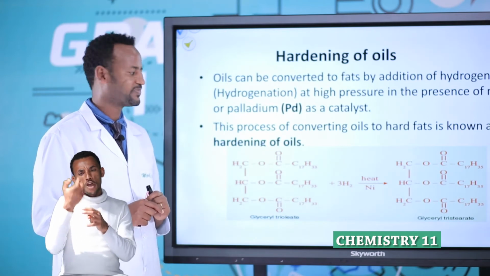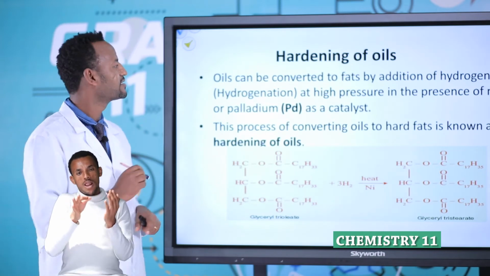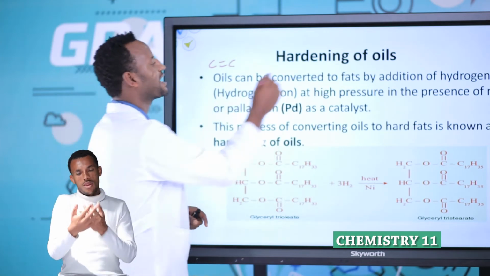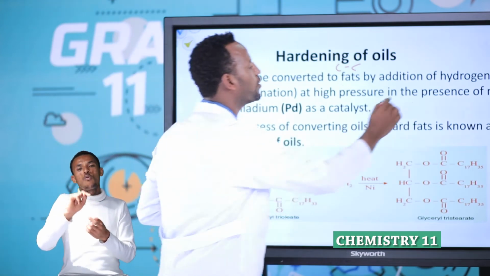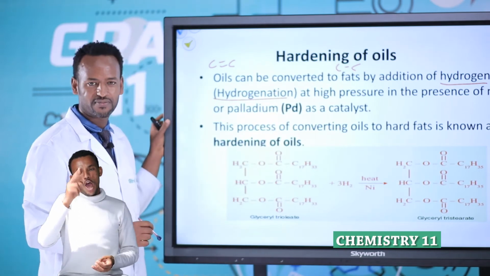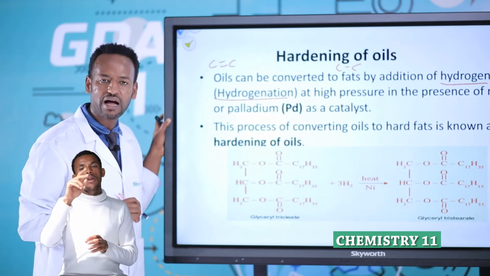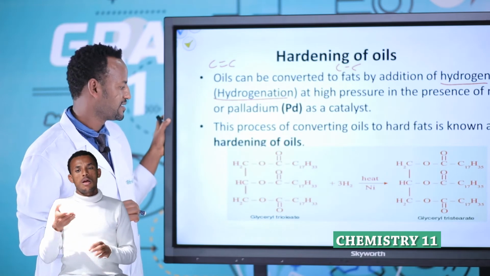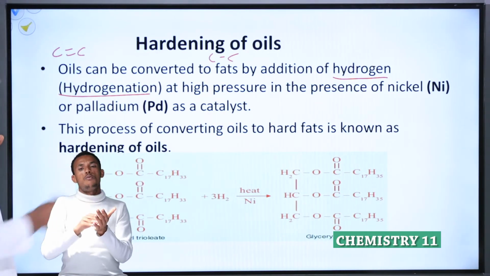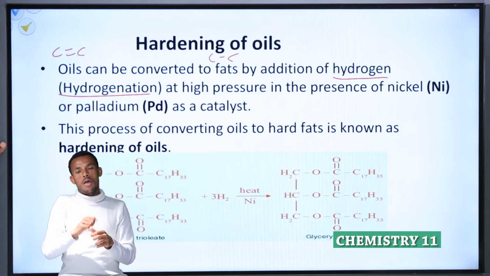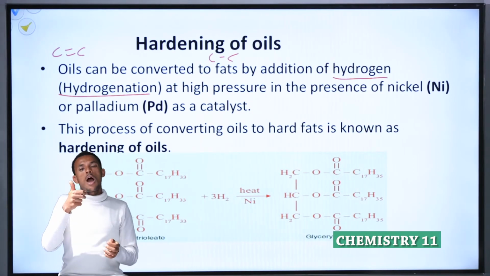Hardening of oils. Oils can be converted into fats. By the way, oils contain carbon-carbon double bonds. Fats have carbon-carbon single bonds. Therefore, oils can be converted to fats by addition of hydrogen, or hydrogenation, at high pressure in the presence of the catalysts nickel or palladium, Pd. This process is converting what? Oils to fats, liquids to solids or semi-solids. Therefore, this process of converting oils to hard fats is known as hardening of oils.